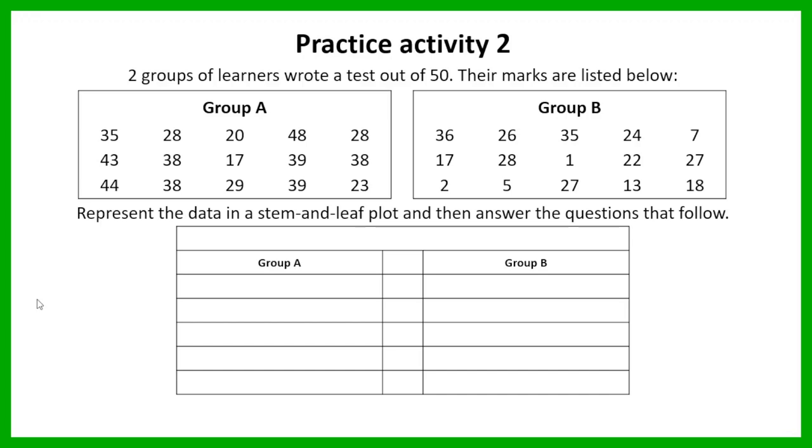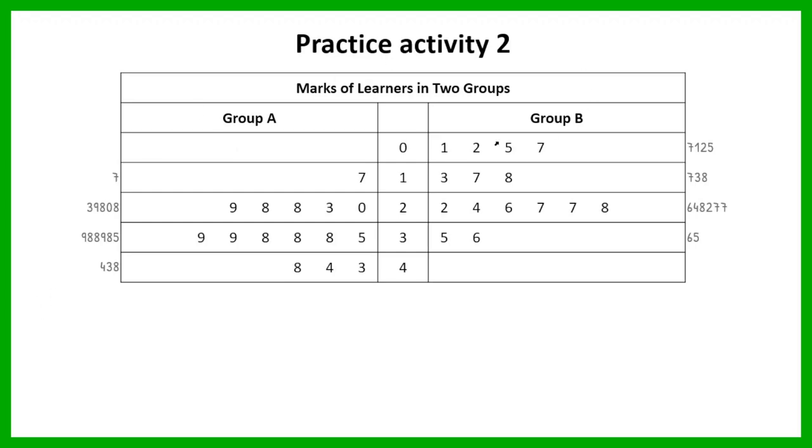Okay, so let's take a look and see what your stem and leaf plot should look like. So over here, you should have had a title. You could call it marks of learners in two groups or something along those lines. You should have done a rough version for both group A and group B.